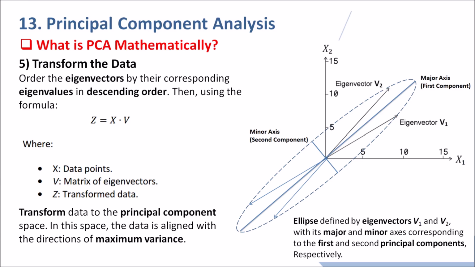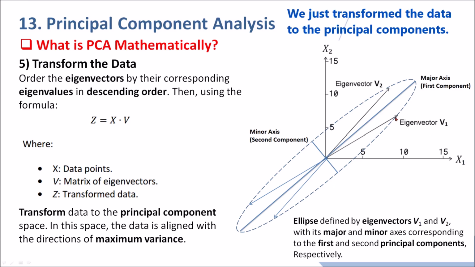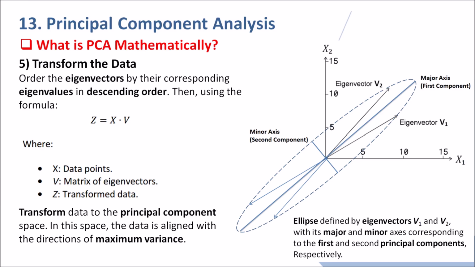We had 5 steps here. First, we calculate the mean-centered data. Second, we calculate the covariance matrix. Third, the covariance matrix is decomposed into eigenvalues and eigenvectors. Step 4, we define the ellipse. Then step 5, now that we have the eigenvectors, namely the directions of the variances, by using these vectors we transform the data to the principal components. These 5 steps are the mathematical foundation of principal component analysis.